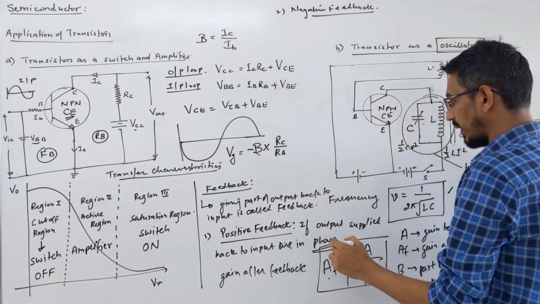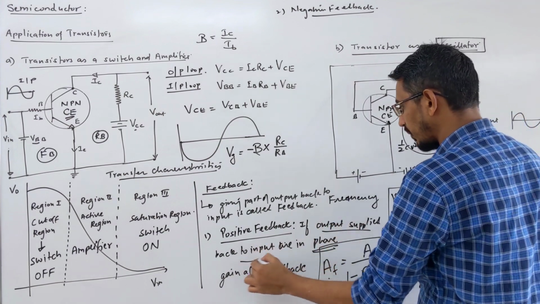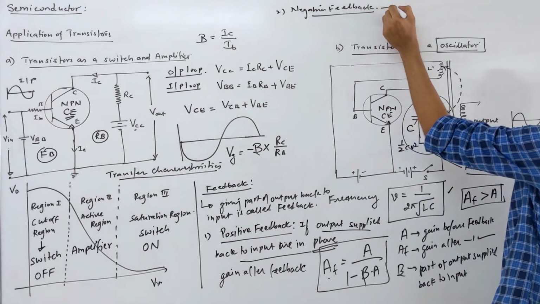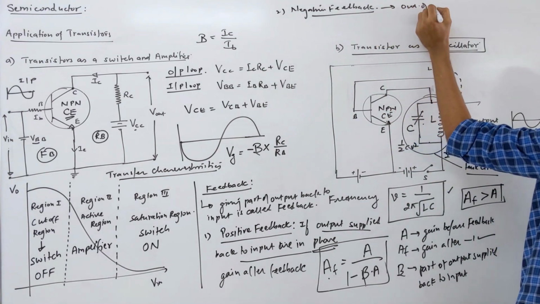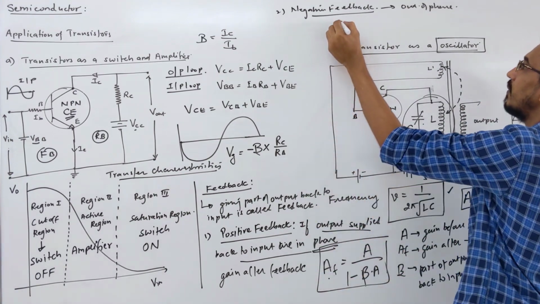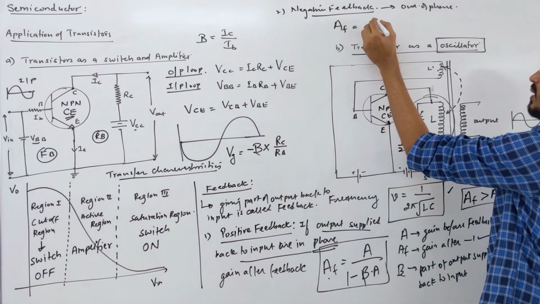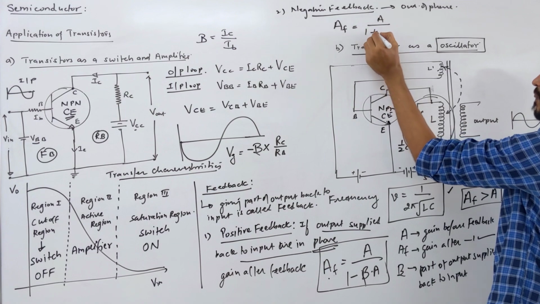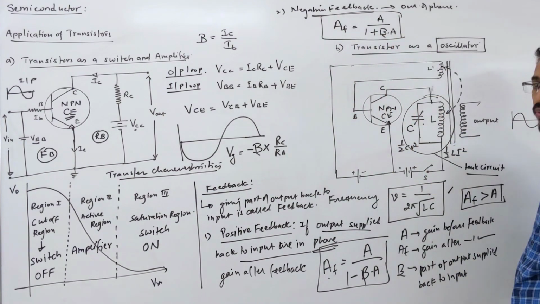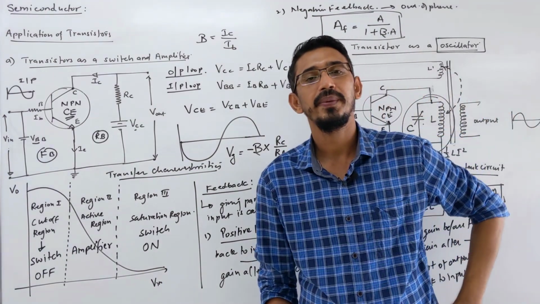Like here, in positive feedback, the output part supplied to input is in phase. Here they will be out of phase. The part that is supplied is out of phase, there is a phase difference. So how do you write the formula here? Gain after feedback, original gain A divided by 1 plus beta into A.